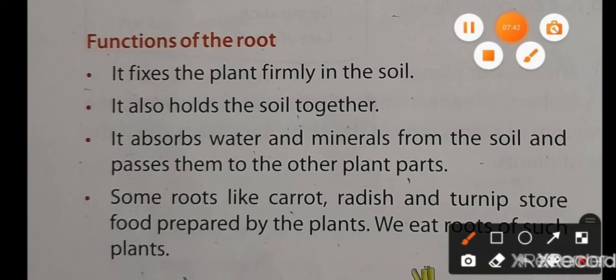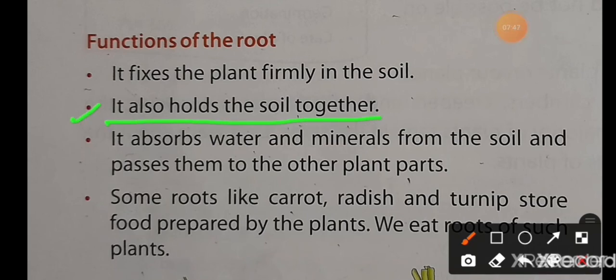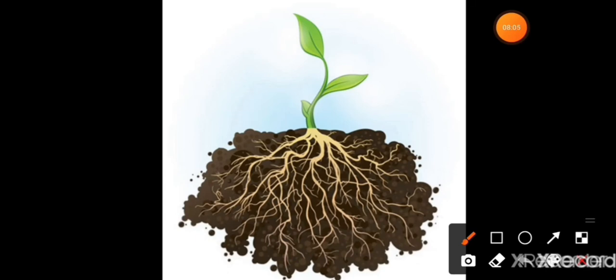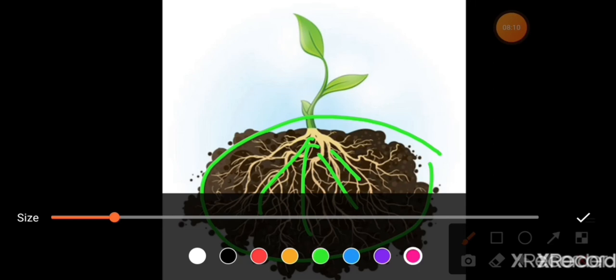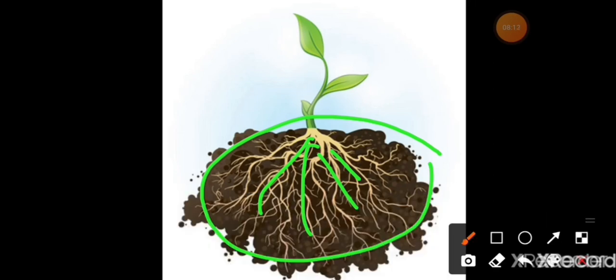The next function is, it also holds the soil together. The roots hold the soil tightly together. That's why the plant is fixed firmly in the soil, and it also reduces soil erosion. Let's see this picture. You can see here, these are the roots, and these roots hold the soil tightly together, and it reduces the soil erosion and also fixes the plant firmly in the soil.